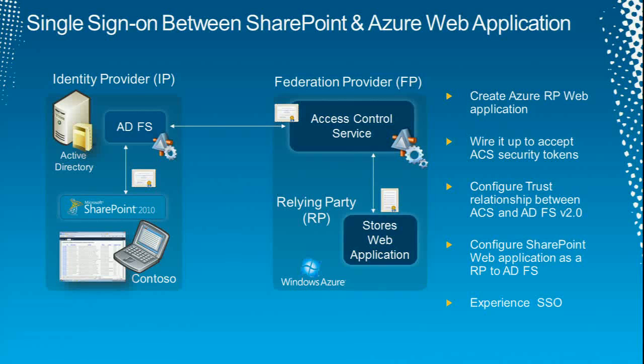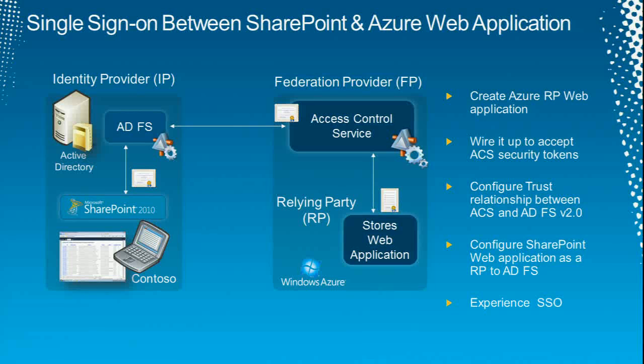Okay, I think the first thing, just to come back to this slide just a little bit, is to pull out the fact that there are essentially 3 roles at play here. The first role, if we look down on the right-hand side, is the relying party application. I've just simply used an Azure web role to create a little ASP.NET application that lives out in the cloud, under Azure. That's my relying party application. The second role is what we call the federation provider. That's the Access Control Service in Azure.